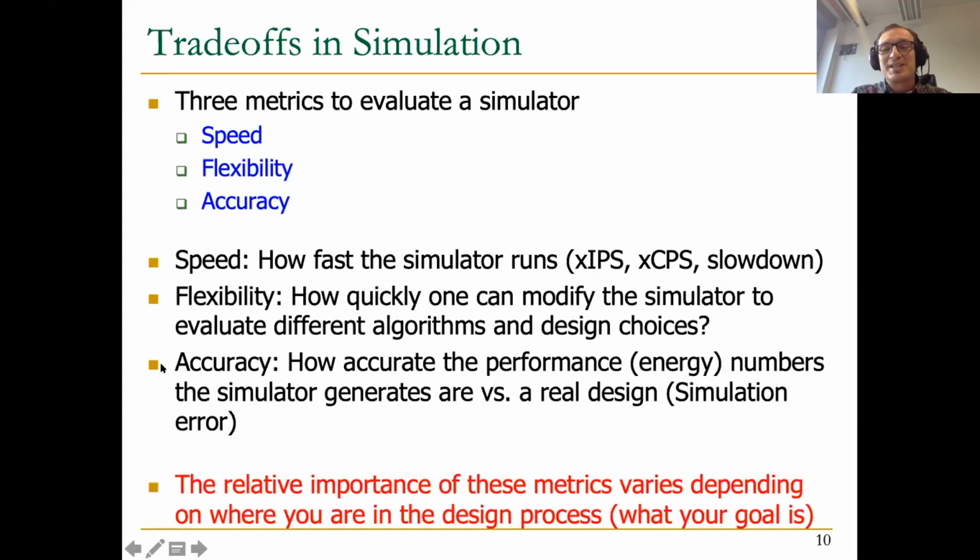I mean, there are a lot of stories here to tell, but I just realized that I'm on slide 10 and we've spent a lot of time, but hopefully this is interesting at least. Basically, the relative importance of these metrics varies depending on where you are in the design process and what your goal is. So clearly, if your goal is to do design space exploration, you want speed and flexibility, and you want to sacrifice accuracy.